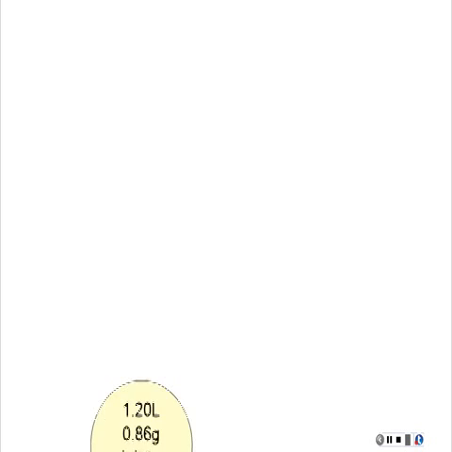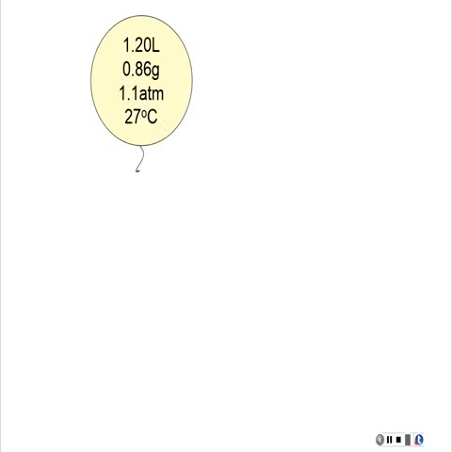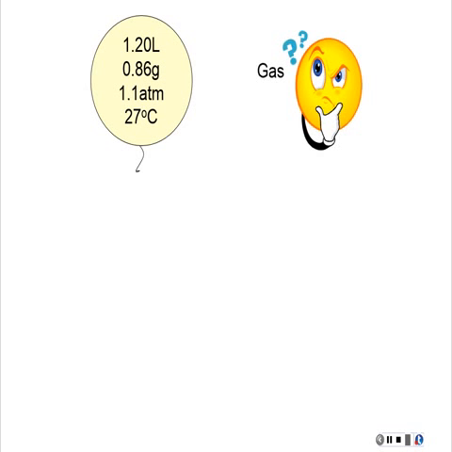Okay, let's take a look at another question now. Here we have a balloon, and the volume is 1.20 liters, 0.86 grams of gas in it, 1.1 atmospheres is the pressure, and it's at 27 centigrade. I wonder what gas this is. So let's say we had some possibilities.